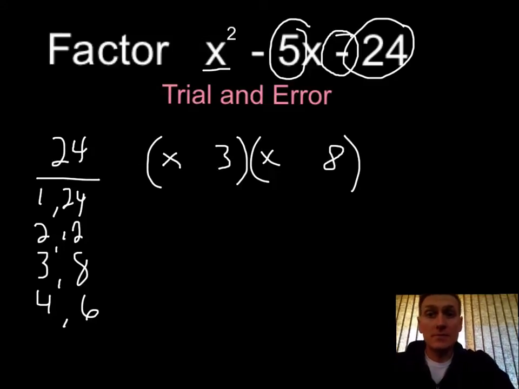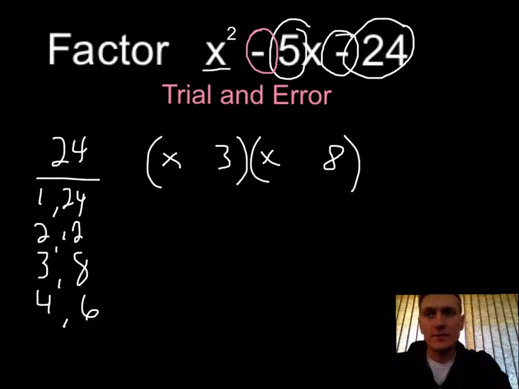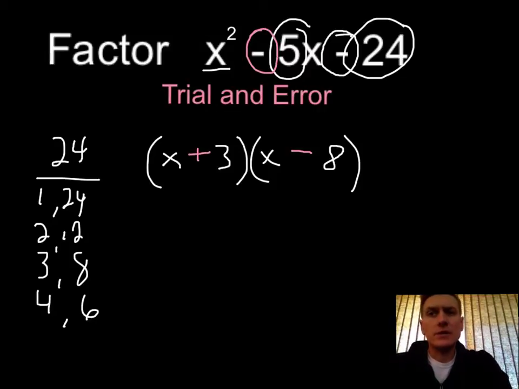Now the only part that's left is to really put the signs. Where does my plus, where does my minus sign go? If you notice the middle term, there's a negative in front. Whatever the middle term is, if it's negative, the bigger factor is going to be negative. So it's going to be a minus 8 and it's going to be a plus 3. Again, what's really nice about these is you can always check your work. So if we wanted to, we could do the FOIL method, first, outside, inside, last, to see if we get our original polynomial of x squared minus 5x minus 24.